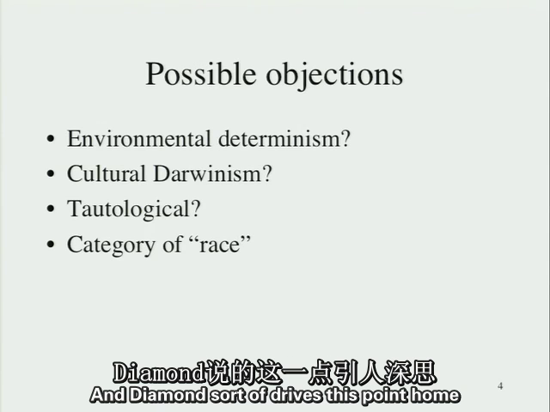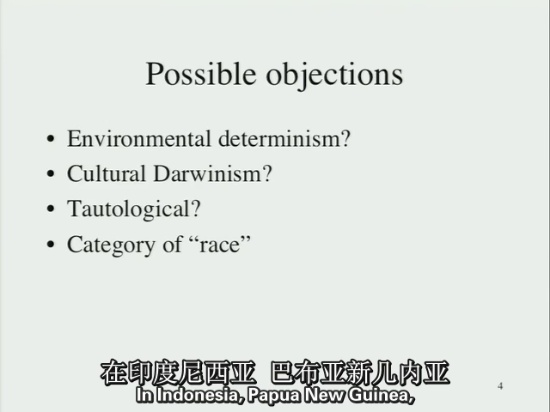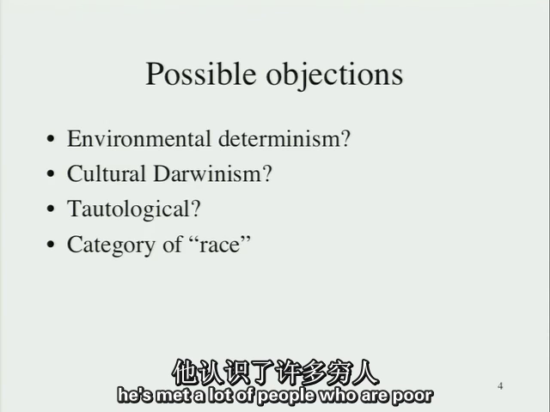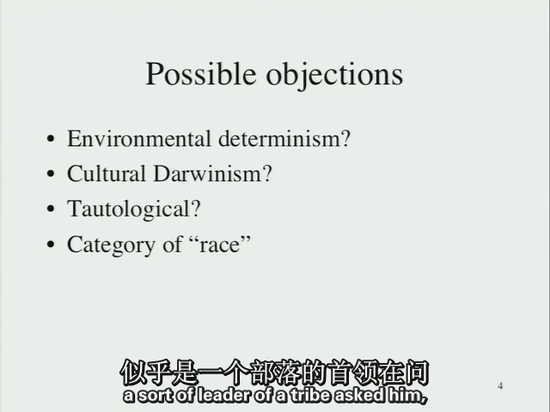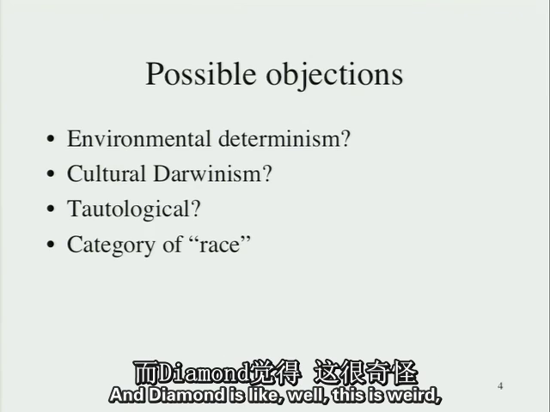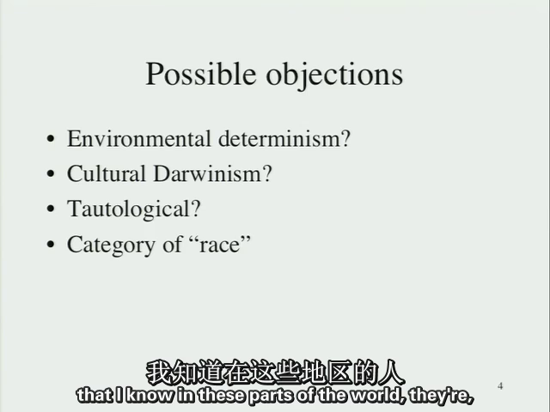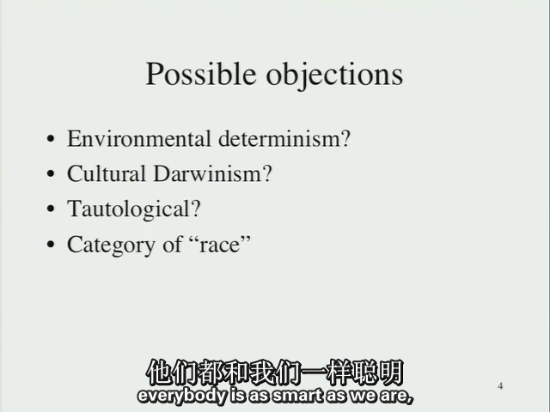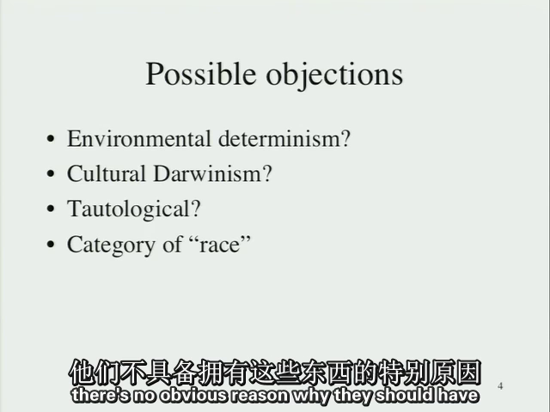And elsewhere, there are people, and Diamond sort of drives this point home by saying, he's done a lot of work in Indonesia, Papua New Guinea. He's met a lot of people who are poor. And one of them actually asked him this question, a sort of leader of a tribe, asked him, how come you guys have all the goods? And Diamond's like, well, this is weird. Why is it that these people that I know in these parts of the world, they're every bit as smart as we are? They're every bit as creative and interesting. There's no obvious reason why they should have.